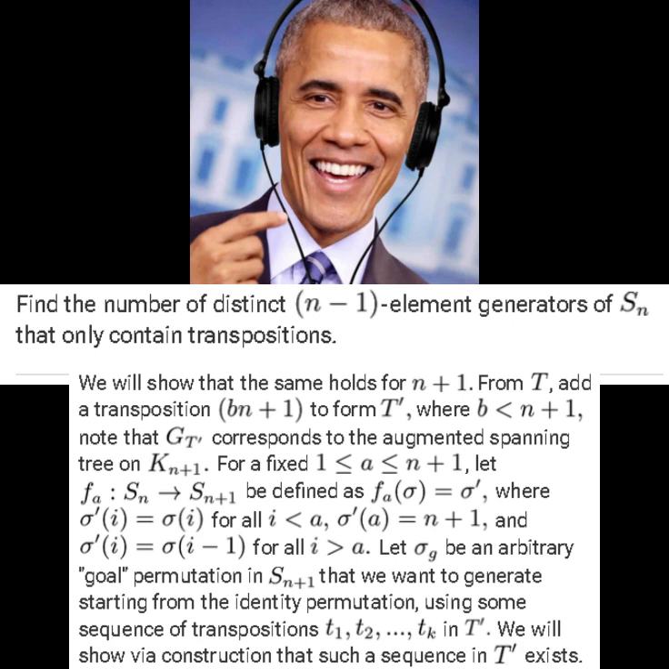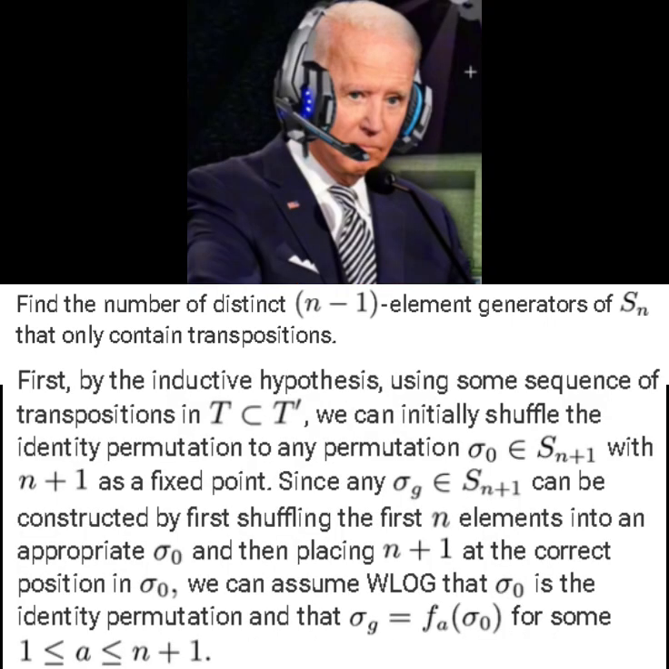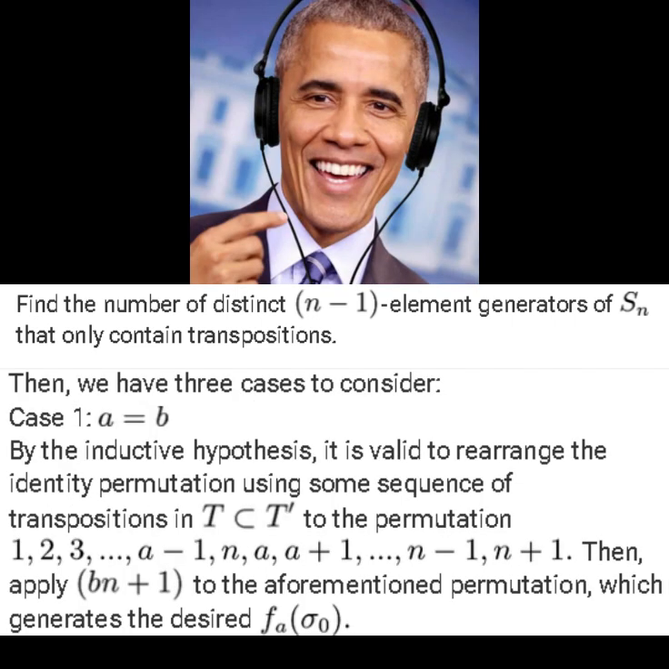Our goal is to construct a sequence of transpositions in T prime that turns the identity permutation to any arbitrary permutation in S sub n plus 1. We can apply the inductive hypothesis to assume, without loss of generality, that the permutation we start with, sigma sub 0, is the identity permutation. Then we have three cases to consider, depending on the values of a and b.